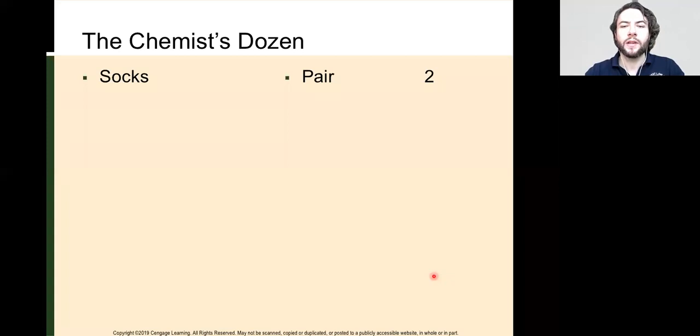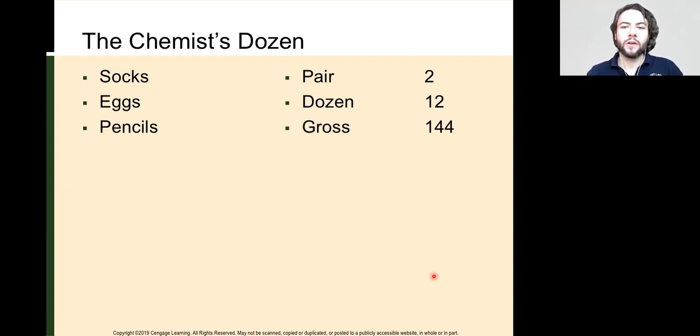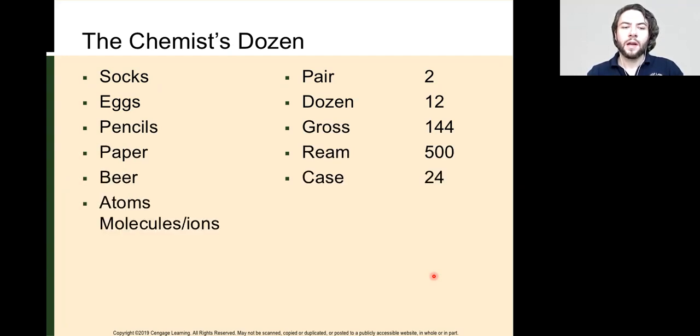So for example, socks. We have a pair of socks, doesn't matter if they're size 5, size 6, size 7, size 8, they're still usually sold as a pair, which is 2. Eggs, we usually get in a dozen, which is 12. Pencils, you might get in a gross of 144. Paper in a ream of 500. And beer in a case of 24. And then atoms or molecules, you get a mole, which is 6.02 times 10 to the 23. So this is a common measurement unit, as is the case for these other items.